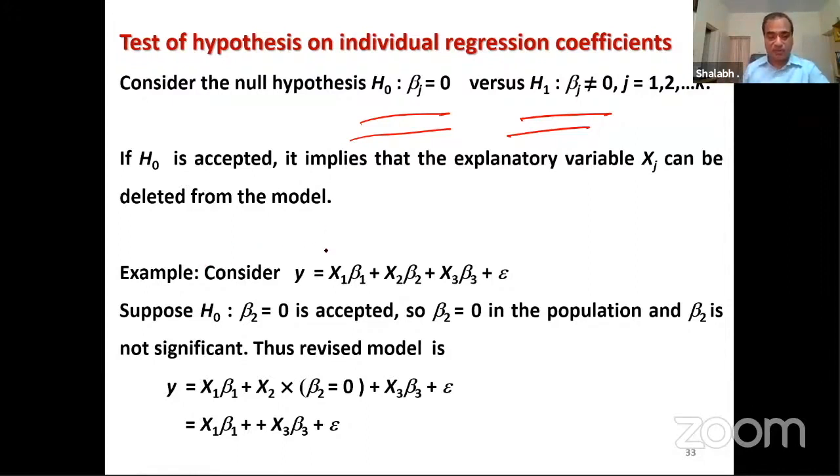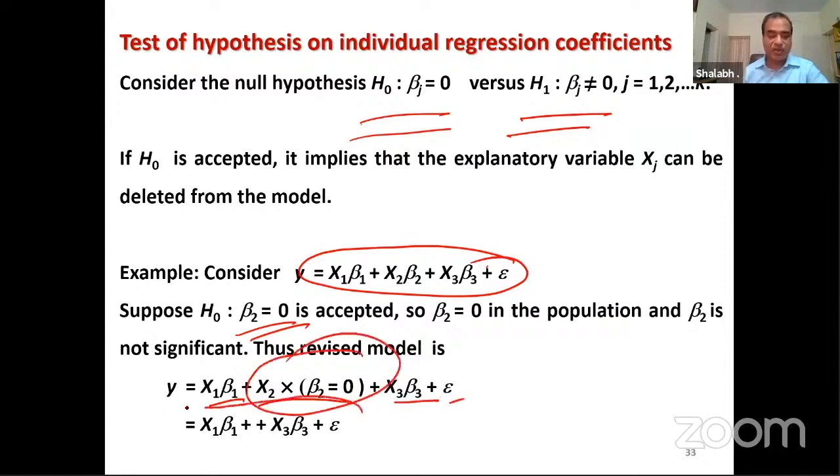Suppose we are considering this model with 3 variables, and suppose H naught: beta 2 equal to 0 is accepted. Now my revised model will become x1 beta 1 plus x2 into beta 2 equal to 0 plus x3 beta 3 plus epsilon. So this term will become 0, and you have a revised model: x1 beta 1 plus x3 beta 3. Obviously now the question comes, how are you going to determine whether H naught: beta j equal to 0 is accepted or rejected?